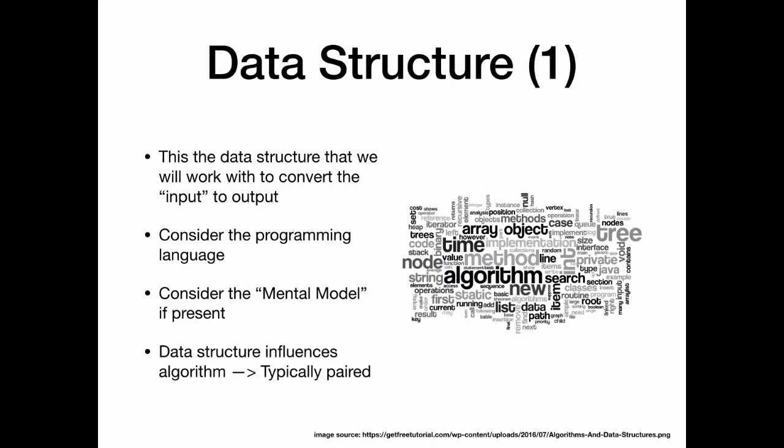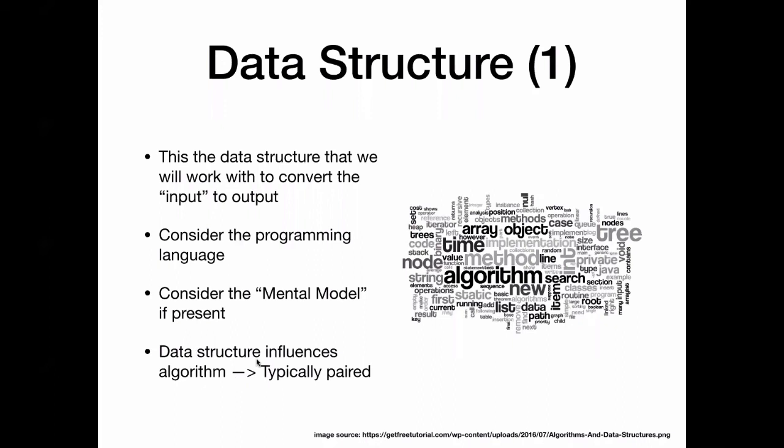For instance, can you work with hashes? Can you work with objects? Can you work with arrays? Are those things that exist? Otherwise, if you don't know that, it limits the data structure possibilities that you can consider. Another thing to consider for data structure is the mental model, if present, because your mental model gives you an idea of how you want to manipulate the data. And finally, the data structure will greatly influence your algorithm. That's why you typically see these two steps together, data structure and algorithm. They're paired, because whatever data structure you have will influence your algorithm and vice versa. So just be cautious about that.